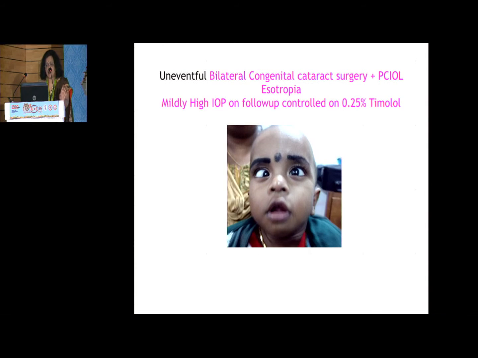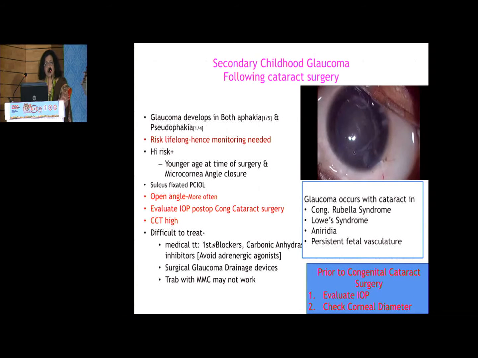This is one of our children who had undergone a bilateral congenital cataract surgery with PCIOL, with esotropia. Each of these has been looked after now, and the patient continues to be on timolol and being followed up. The glaucomas can occur at any stage after cataract surgery. Both aphakics and pseudophakics are prone. The earlier the cataract surgery is done, the more chances are that there will be a glaucoma in the years to follow.